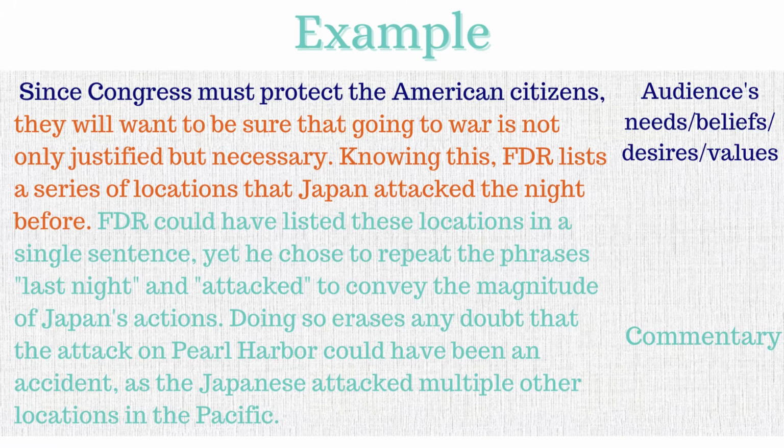Now let's see how the paragraph continues. It says, since Congress must protect the American citizens. Okay, well, that's addressing the audience's needs, beliefs, desires, or values. They need to protect the citizens. They will want to be sure that going to war is not only justified, but necessary. So again, building off of those needs, beliefs, desires, or values. Knowing this, FDR lists a series of locations Japan attacked the night before. Now, notice that I didn't actually say repetition or repeats here. I said lists, but I'm still referring to repetition. FDR could have listed those locations in a single sentence, yet he chose to repeat the phrases last night and attacked to convey the magnitude of Japan's actions.